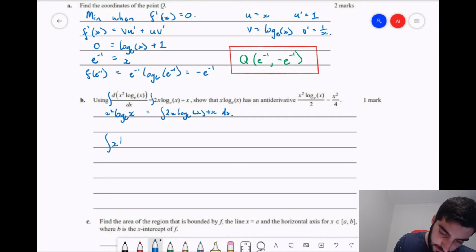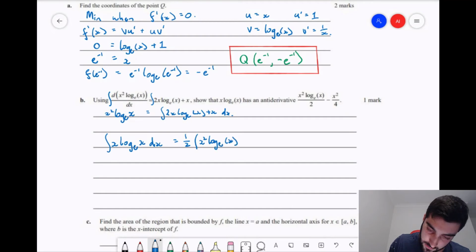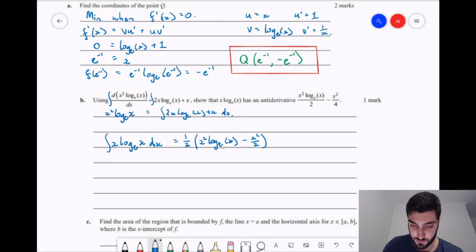So we'll have the integral of x log e of x dx is equal to half times x squared log e of x minus the integral of x, and the integral of x would be x squared on 2. Something like that. Hopefully I've done it right so far. I think that looks okay.